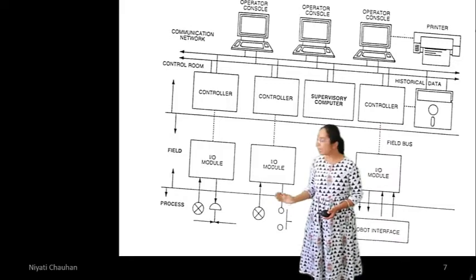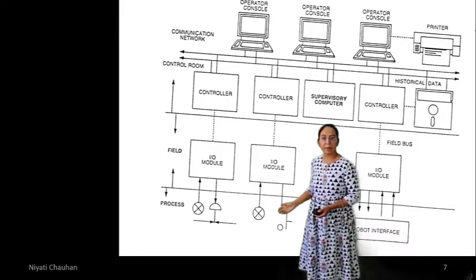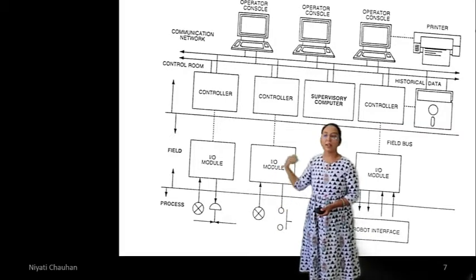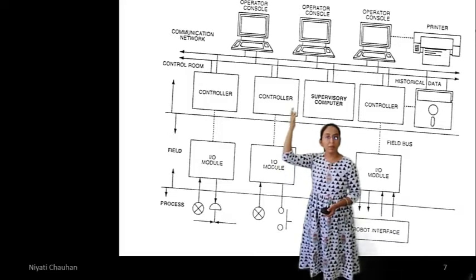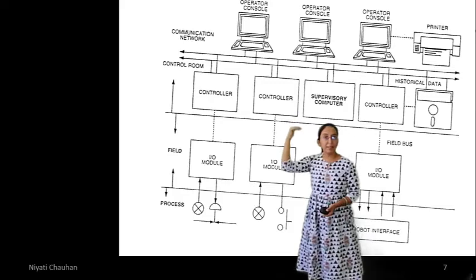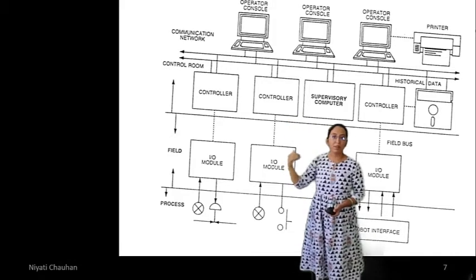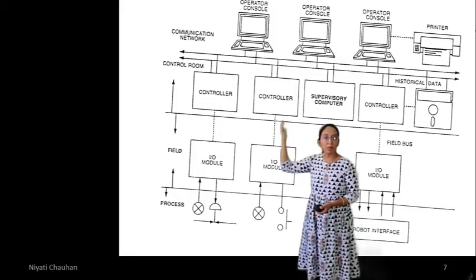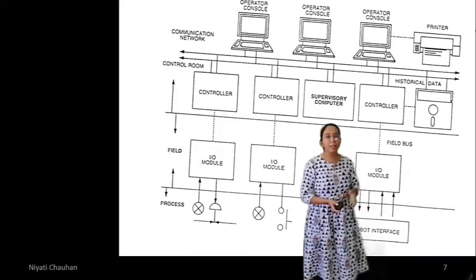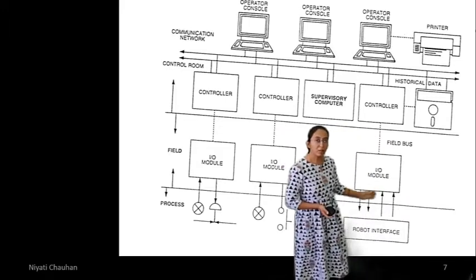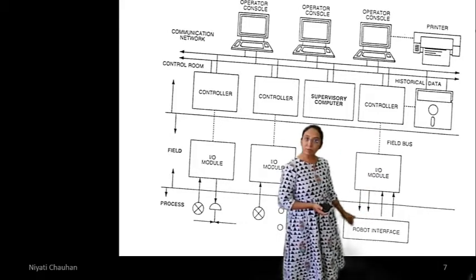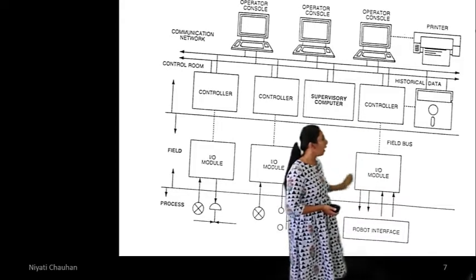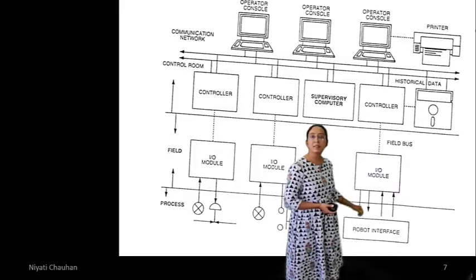So here you can see in this diagram, processes are connected with input-output modules. Then the modules are connected with the controller and supervisory computer, right? And all devices are connected with field buses. Then the supervisory computer and controller are connected with the operator's console. Okay, and the operator console connects with a printer, right? Here you can see a robot is also connected with the input-output interface. So this is a basic block diagram of how to communicate with our system.